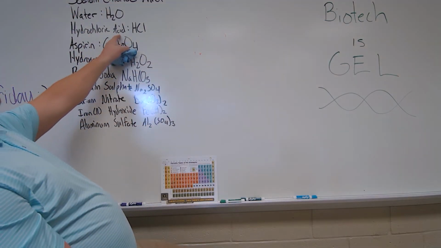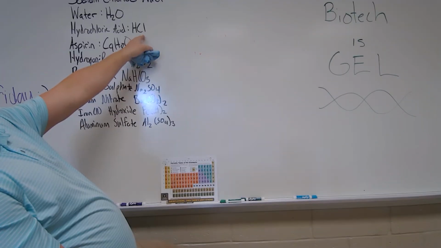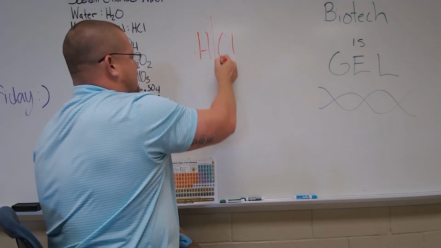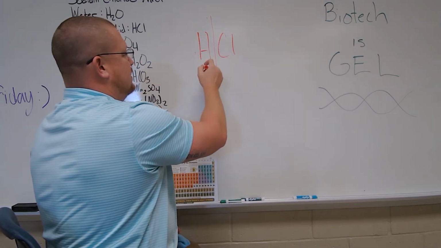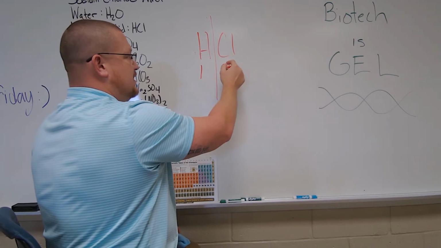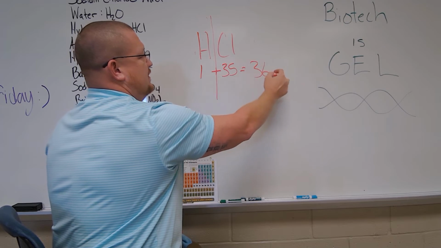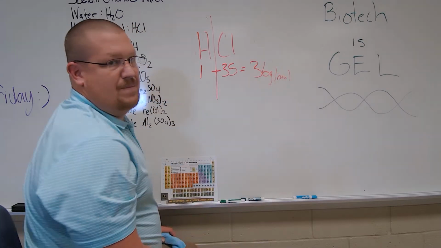Up next, hydrochloric acid. Again, this is not Ci, this is Cl. HCl. There's 1 of each, so 1 times 1, and then 35. We add them together, 36 grams per mole. Right?